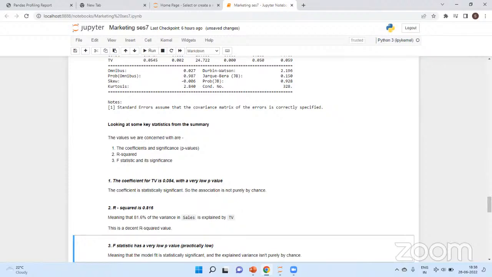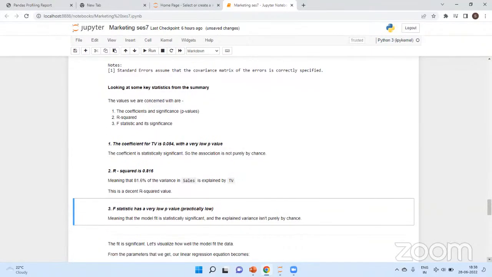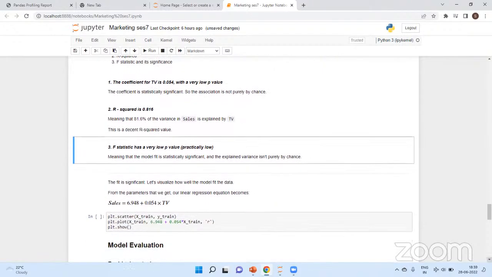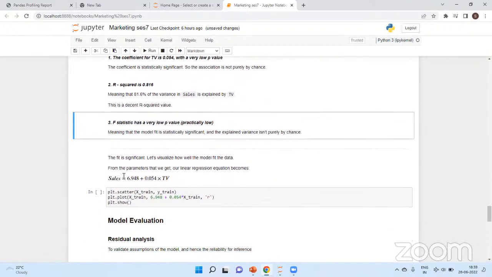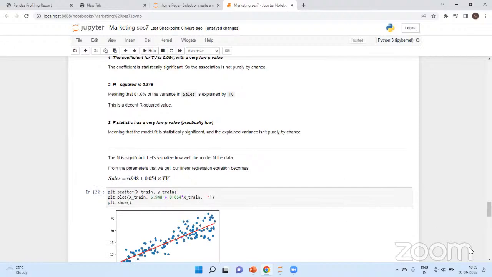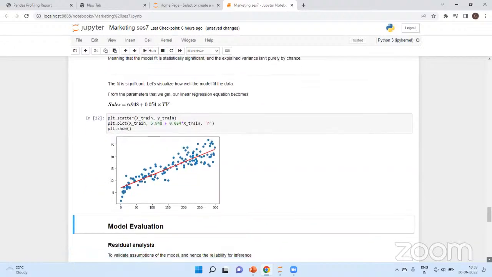This is a decent value. It's fine. The p-value is practically low, meaning the model is statistically significant and the explained variance is not purely by chance. Now the fit is significant. Let's visualize it. Sales equals 6.948 plus 0.054 into TV. Now the scatter plot. So model building is done. What should be the best fit we need to choose?